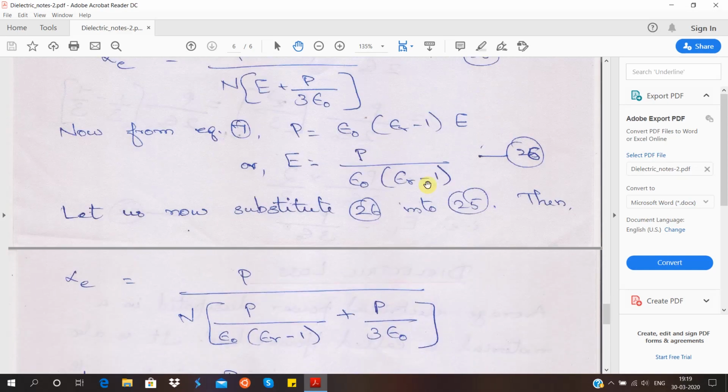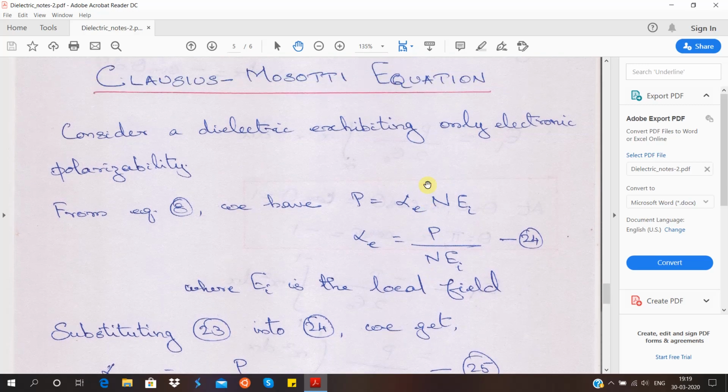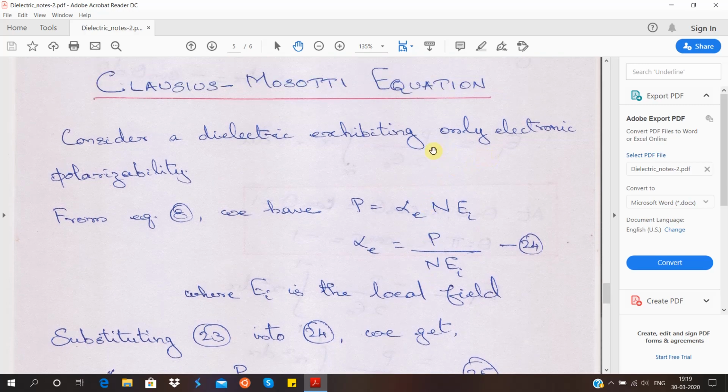So next we are going to make use of this expression for internal field, or local field, or Lorentz field, which we have just got, and let's consider a particular dielectric where only the electronic polarization is dominant. We are going to consider that ionic and orientation polarizations are negligible. So if it is electronic polarization, we know the expression that polarization P is alpha E into N into the electric field. So instead of electric field, I am going to replace it with internal field, EI.